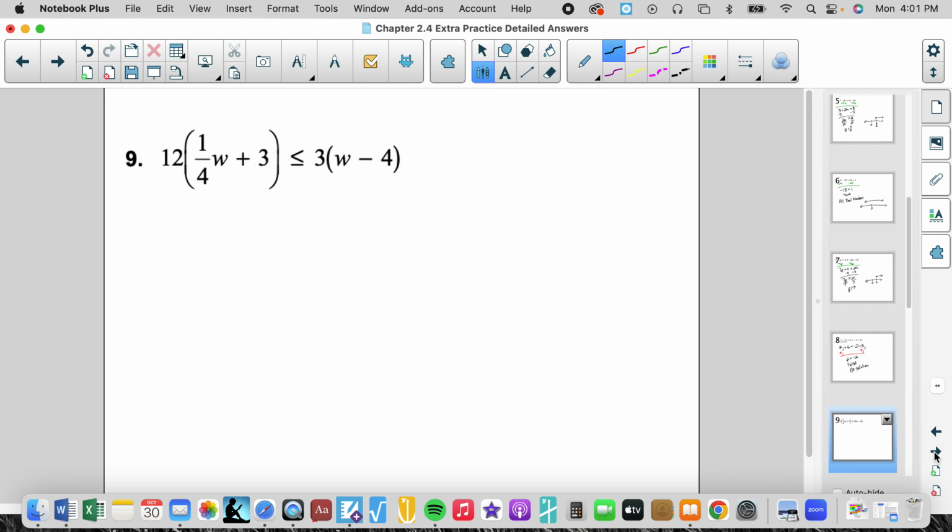All right, here we go. Okay, so let's see this. If you don't want to distribute, which you shouldn't be averse to because 12 times 1/4 is easy. That's a cross canceling. But we can divide by 3, divide by 3. And that's just dividing the 12 and this. It doesn't touch the other things outside.